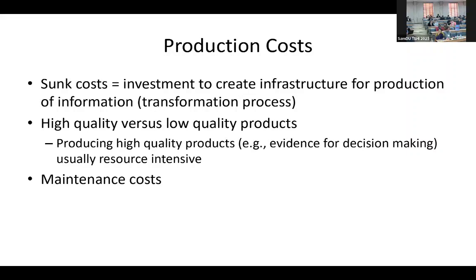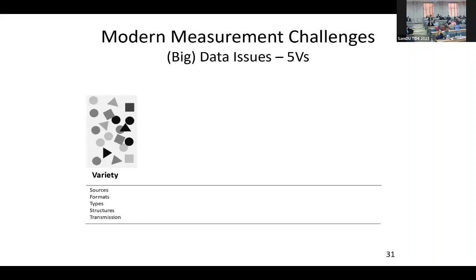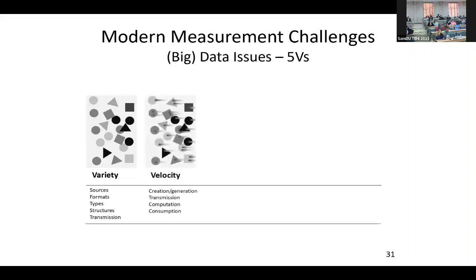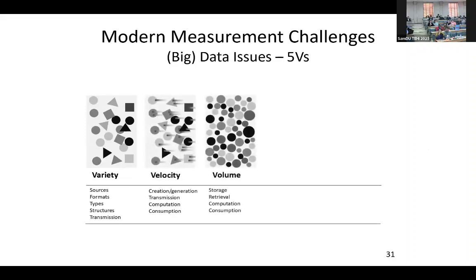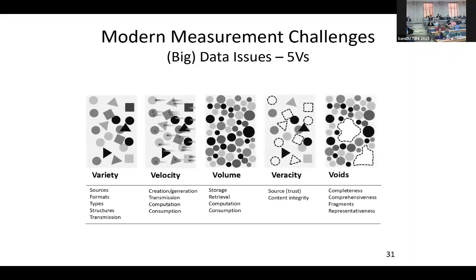to create infrastructure for the production of information. These are the costs you always think are already there, and you want to recoup the benefits of that cost. But in many situations, your sunk costs won't be able to contribute to the production of the health system. With the challenges of big data, the 5 Vs: variety, velocity, volume, veracity, and also the void, we need to update our system as needed.